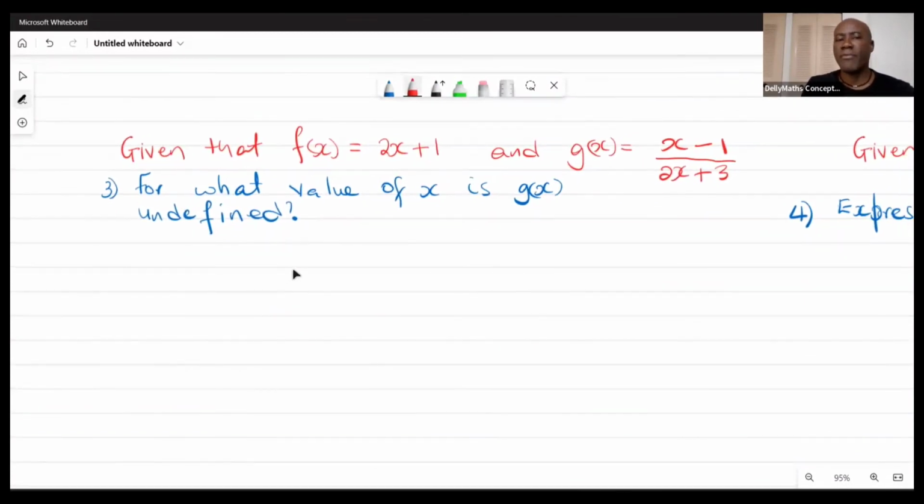Now, given that f of x is equal to 2x plus 1 and g of x is equal to x minus 1 all over 2x plus 3, for what value of x is g of x undefined? In other words, what value could we put here and there, and when we're done, we will not be able to get a value out. Remember that whenever we're asked a question like this, it's going to be a rational function with a fraction, which means the concept we focus on is that a fraction cannot have a denominator equal to 0.